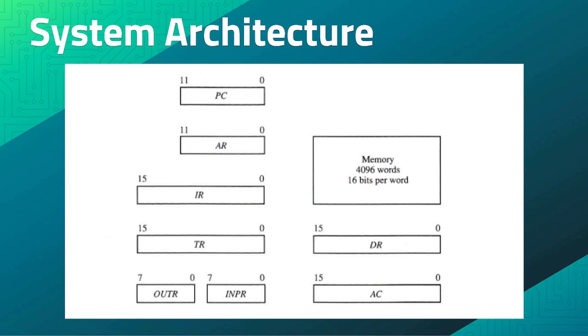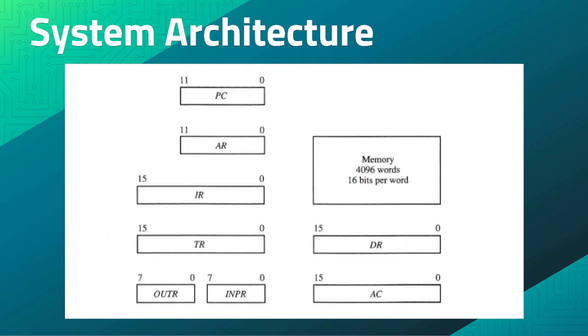Now all of these registers are 16 bits. Then we have 12-bit registers like PC and AR, which always contain an address. PC is the program counter, which contains the address of the next instruction to be executed. Then AR is the address register. It provides the address to the memory. So if AR contains the value 100 and a memory read operation is performed, then the data will be fetched from location 100 because AR provides that value.